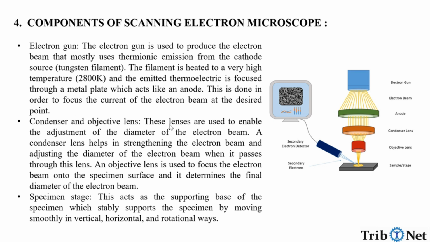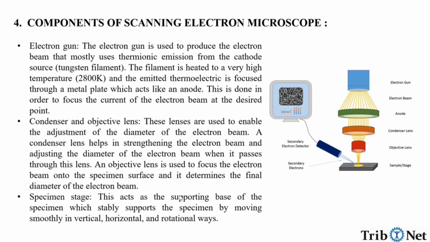Condenser and objective lens. These lenses are used to enable the adjustment of the diameter of the electron beams. A condenser lens helps in strengthening the electron beam and adjusting the diameter of the electron beam when it passes through this lens. An objective lens is used to focus the electron beam onto the specimen surface, and it determines the final diameter of the electron beam.